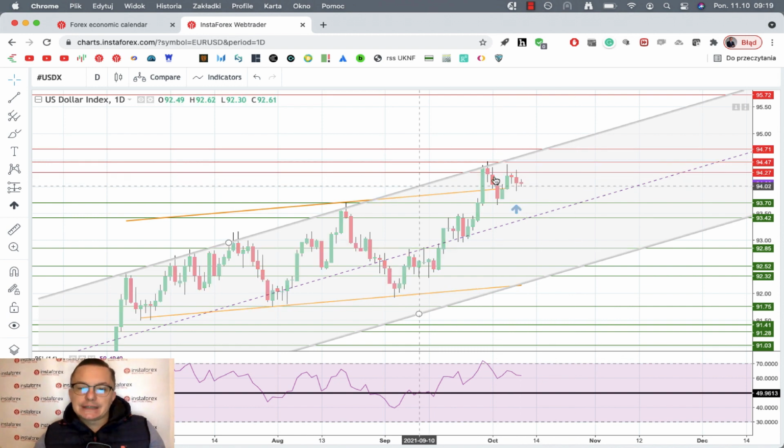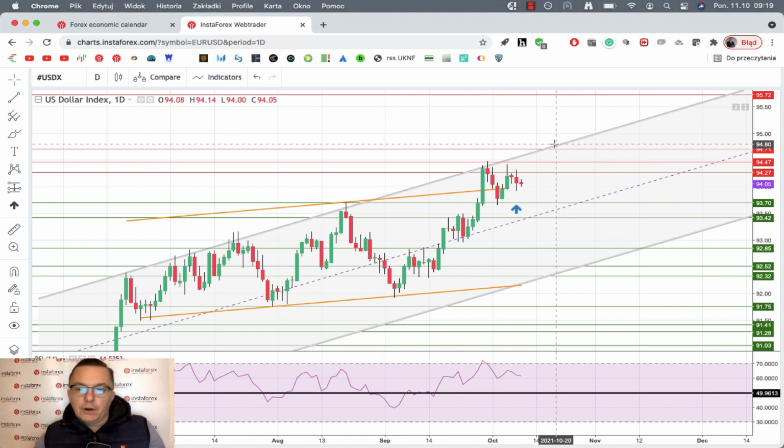Of course, the other thing is that we are now testing the upper channel line, which is often very inconvenient for the bulls, because they need to do a pullback and so on. Nevertheless, the up move and the uptrend here look intact, which means we should expect higher values on the US dollar index after 94.47 is violated. The next target is 94.71 and then 95.72, and that's out of the channel.